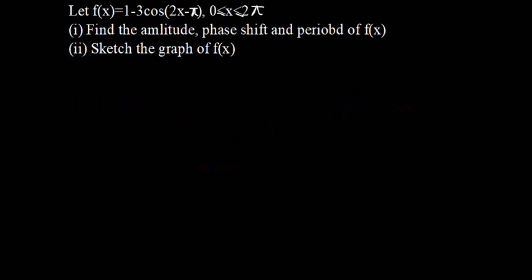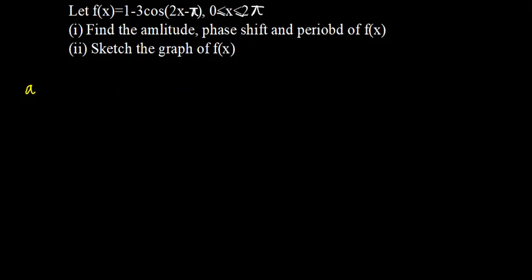First thing, let's find the amplitude. Amplitude is given as the absolute value of the number that is in front of cosine, or even sine if it was a sine graph. So that is a negative 3, so that is going to be the absolute value of negative 3, and that is going to be a positive 3.